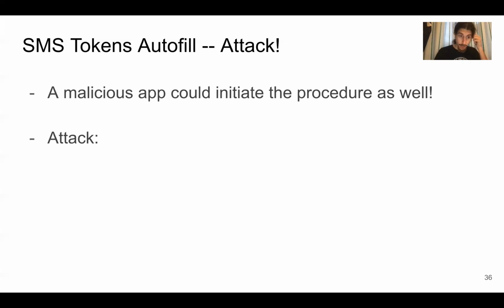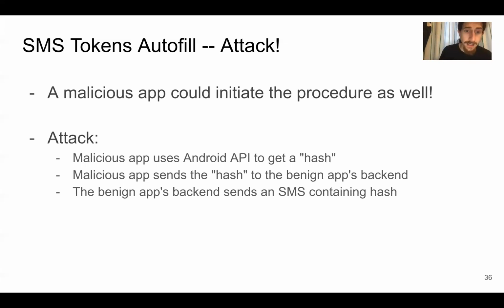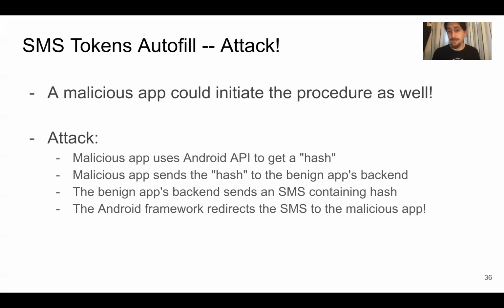and the attacker wins. Okay, so let me see if I describe correctly the steps in the slides. So you get a hash. The malicious app then sends the hash to the benign application backend. The benign backend sends the SMS containing the hash, and the framework redirects the SMS to the malicious app, and the attacker won. Okay? Believe it or not, this is an existing API on Android, and yes, it is vulnerable like this.